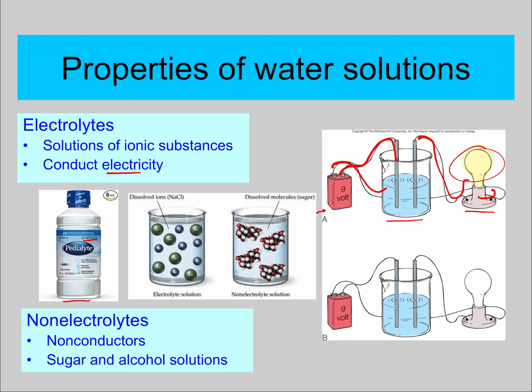Now, non-electrolytes are things that have dissolved molecules that are not conductors, and they're usually not ionic. They're usually going to be covalent. So an example would be sugar, flour, things like that. Any of the alcohols, they're not going to conduct electricity.